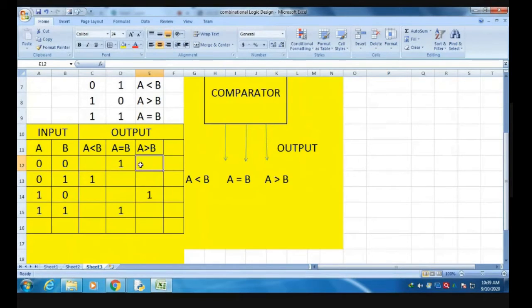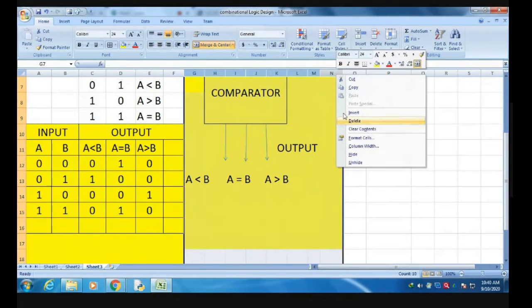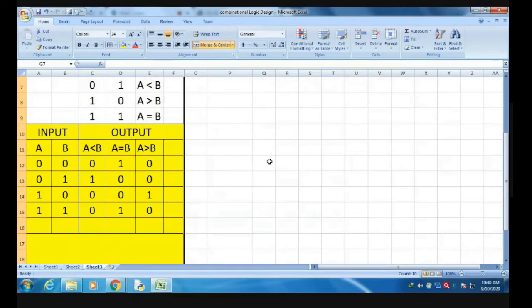The rest of all are considered as 0. So this is my truth table. Now depending on this truth table, we are going to design the combinational circuit for comparator.